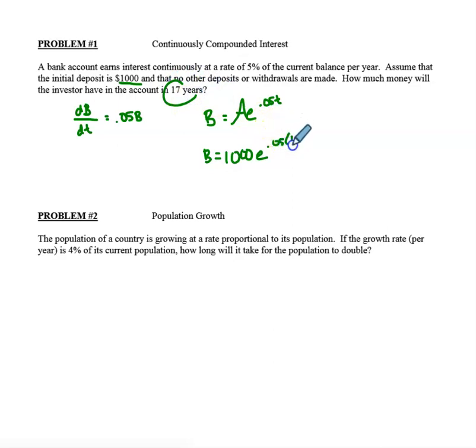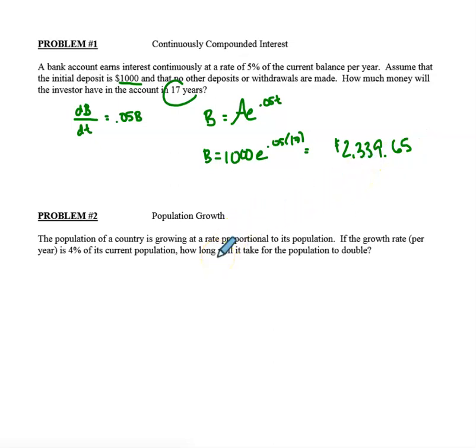So I can just plug in a 17 here, and when I put this in my calculator, I can get my answer, which is $2,339.65. And of course, I rounded this to 2 decimal places because it's money. Typically, we'd go 3 decimal places.